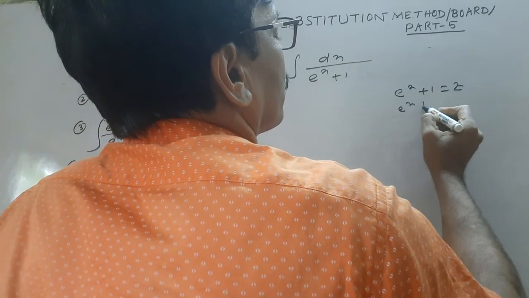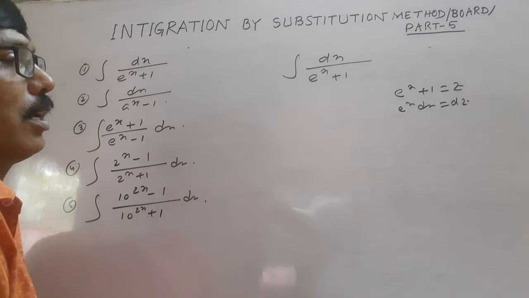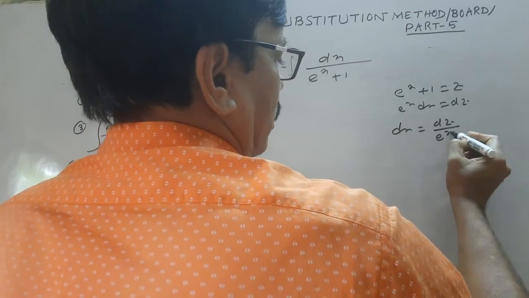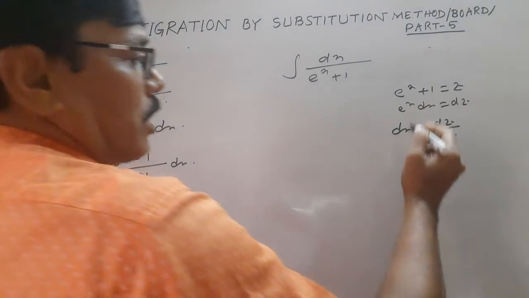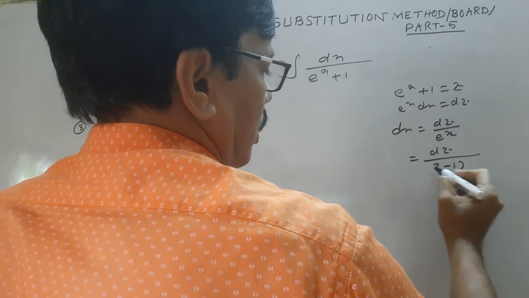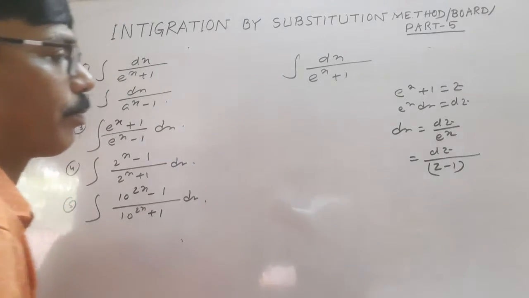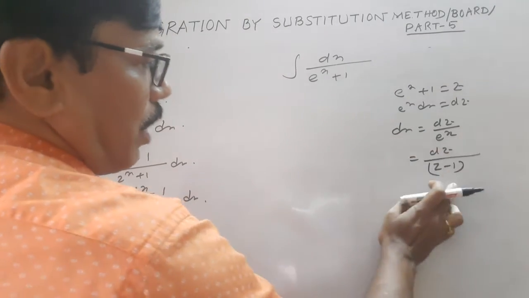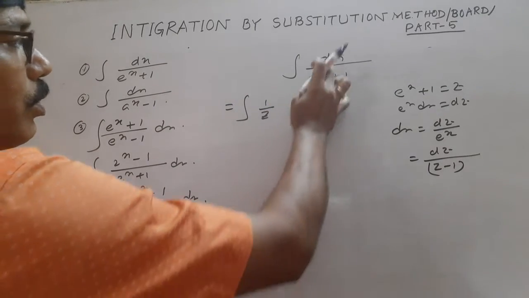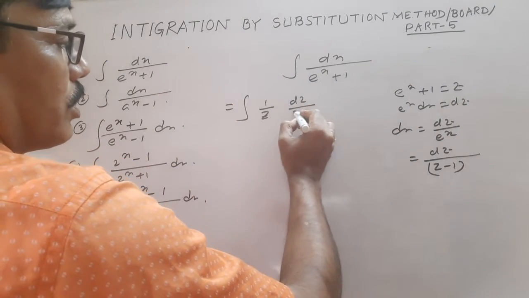e to the power x dx equals dz. So e to the power x, so what is dx? dz by e to the power x. Now we want to express it in terms of z. So what is e to the power x? z minus 1. So e to the power x is z minus 1. So what is dx? dz by z minus 1. So 1 by z e to the power x, this is z, and this is dz by z minus 1.